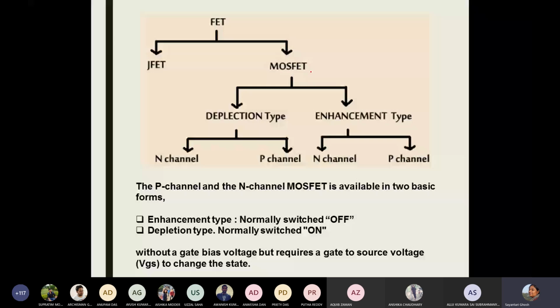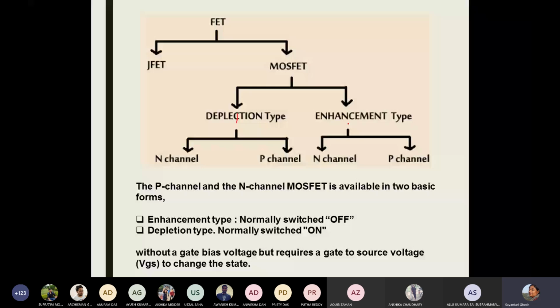MOSFETs are basically of two types. One is called depletion type MOSFET, and another one is called enhancement type MOSFET. One by one, we will talk about both of these devices. Both can be N channel and P channel, just like our JFETs. Let me start by discussing an N channel enhancement type MOSFET, and one by one we will cover all four devices: N channel enhancement type, N channel depletion type, and the P channel variants of those.